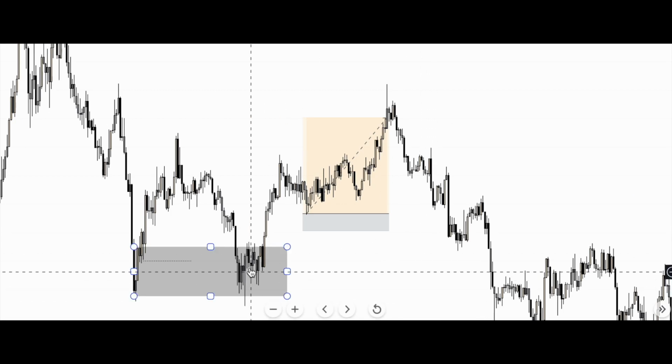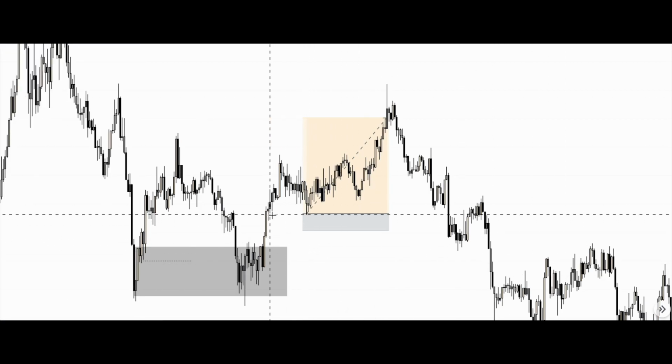But as you can see, there's a pretty significant amount of data on the lower time frame, or the lowest time frame, right? So the 1 minute. So what are we first going to do? We're going to find our overall range.